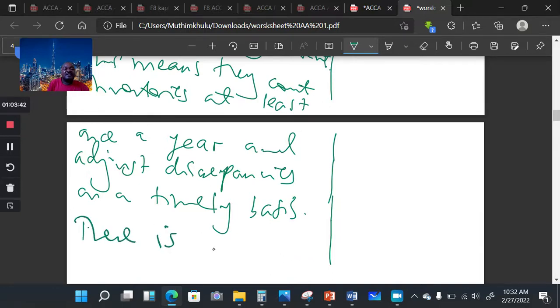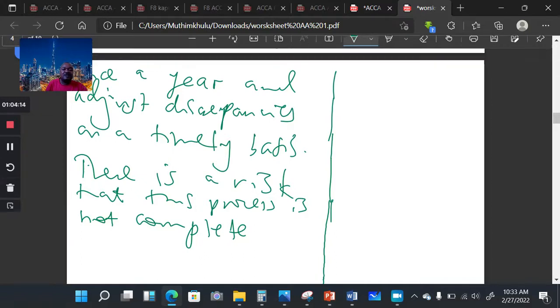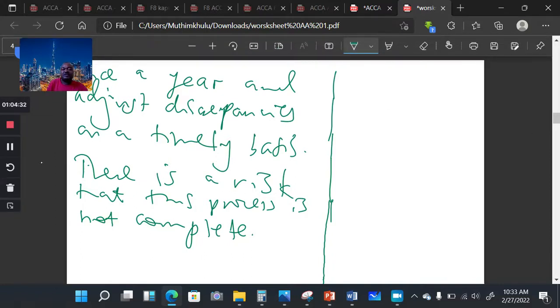Okay, there is a risk that this process is not complete. Adjustments involved, etc., they might not be complete. It might be done halfway and not to the letter. So the risk is that the information or the process itself, the recording and everything, the adjustment might not be complete. So what do we do as auditors?